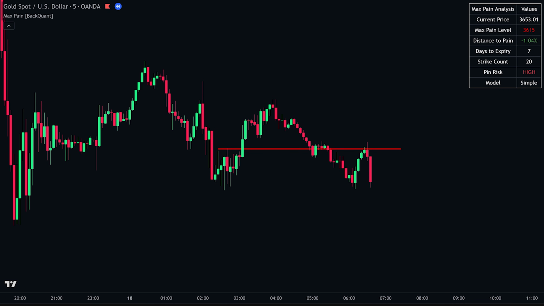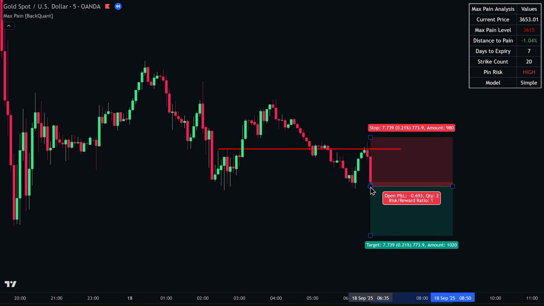Wait for price to pull back up and retest the red line from below. Once you see a bearish rejection candle closing back under the line, that confirms the retest is valid. Enter your sell trade at the close of that bearish retest candle. Place your stop loss just above the rejection wick or slightly above the max pain line. Set your take profit at the next support zone.